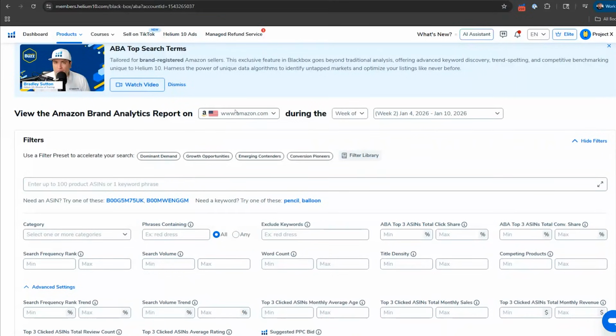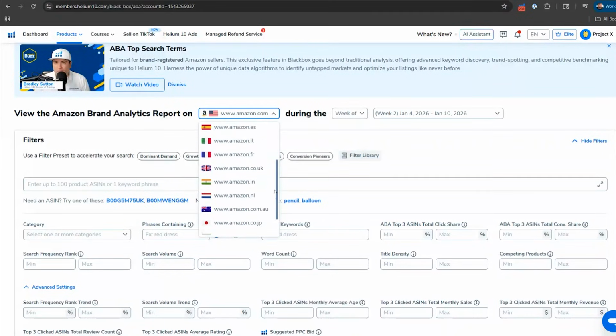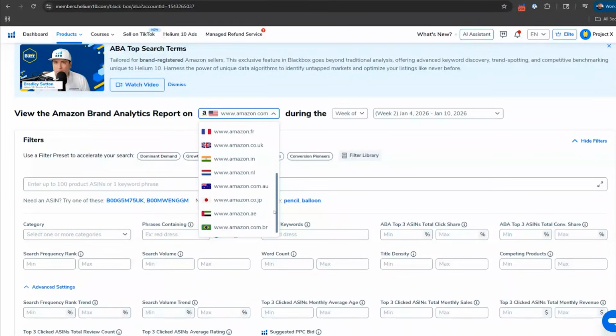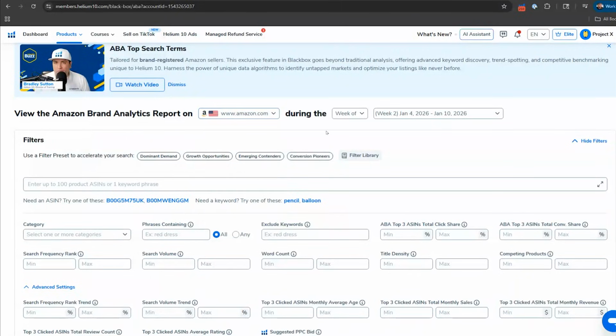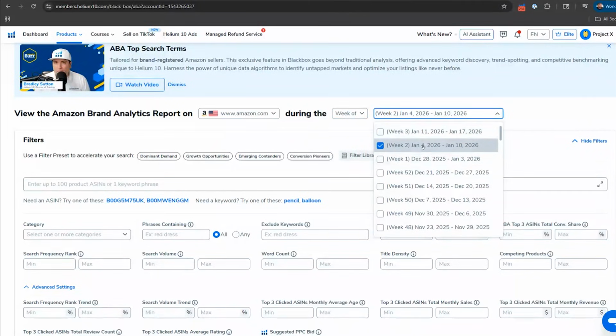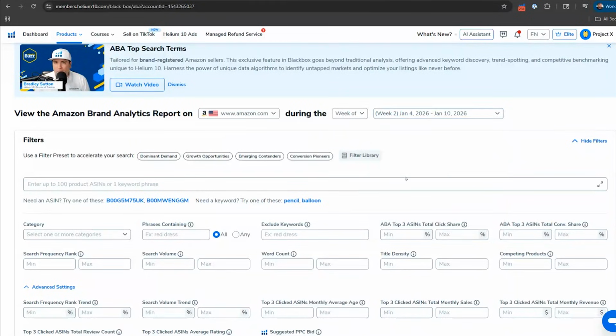Here at the top, I can pick which marketplace. You can see all the different ones we have. The latest is Brazil. We've got UAE, Japan, etc. Then I can pick either week of or month of. I pretty much always look at the week of, because this kind of data is really useful for seeing what's going on at a weekly level as opposed to for the whole month. I can choose which weeks I'm looking at over here, up to, I believe, 26 weeks at one time to analyze.